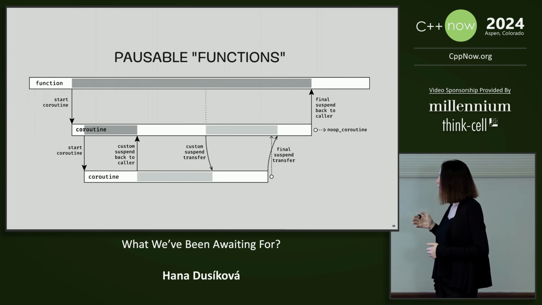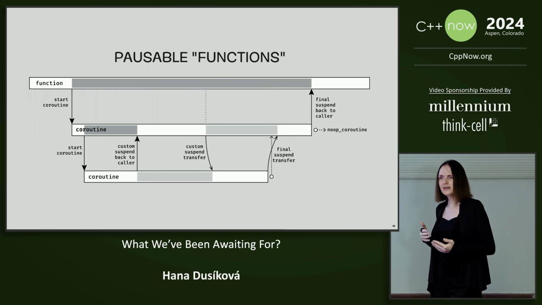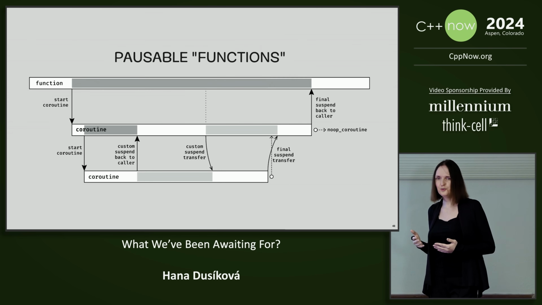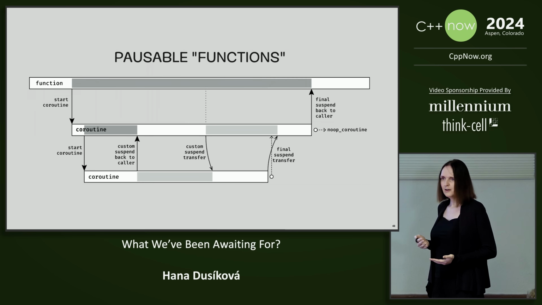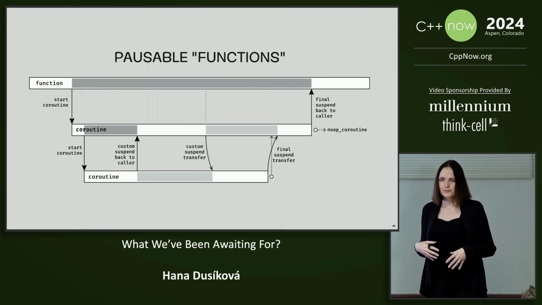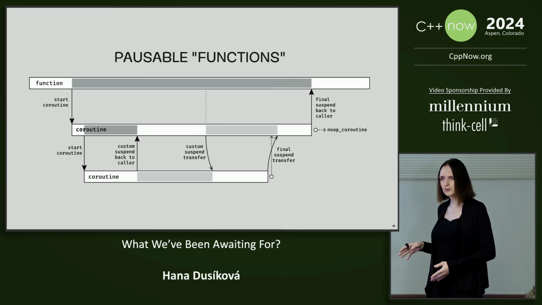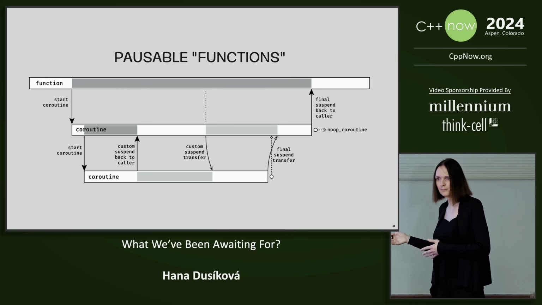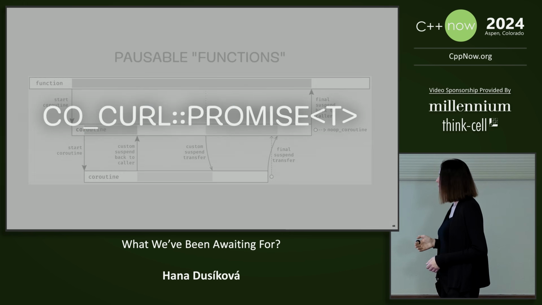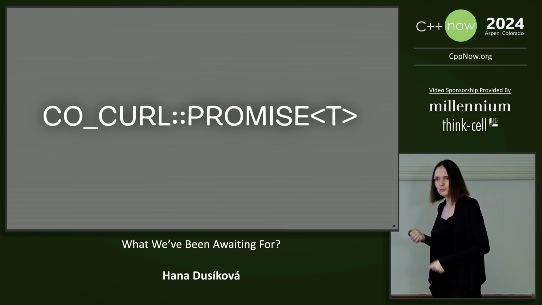But actually, pausing coroutines doesn't make much sense. Usually, you can write the code differently, and you don't need to pause it. For myself, the only reason why you want to pause a coroutine is when you do some I/O operation or something which takes a long time, or you can do multiple operations next to each other. So we need to write the promise type.